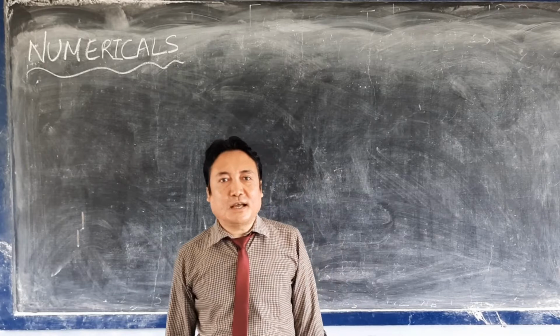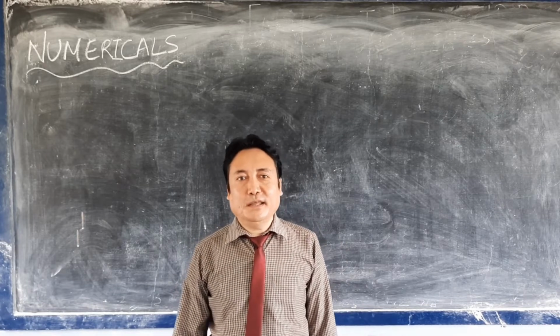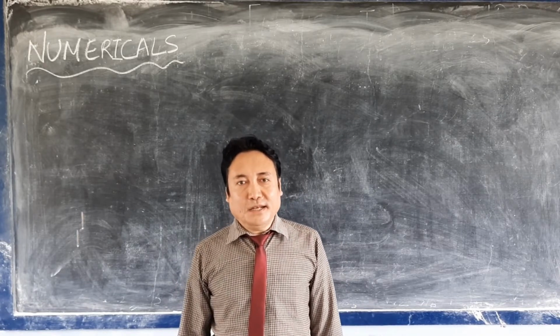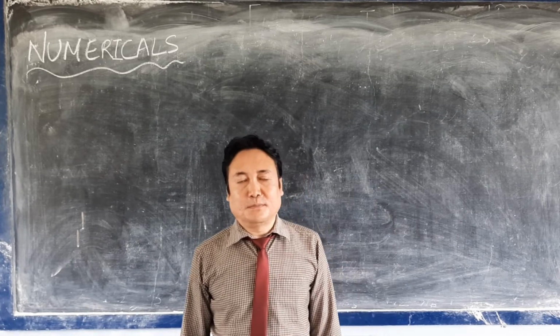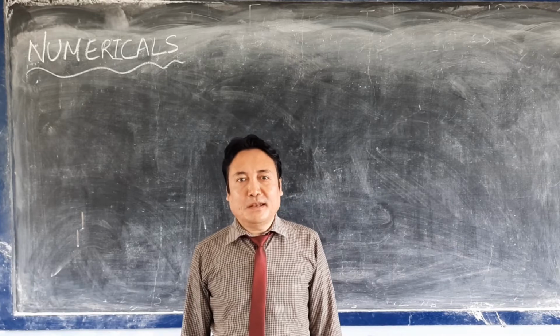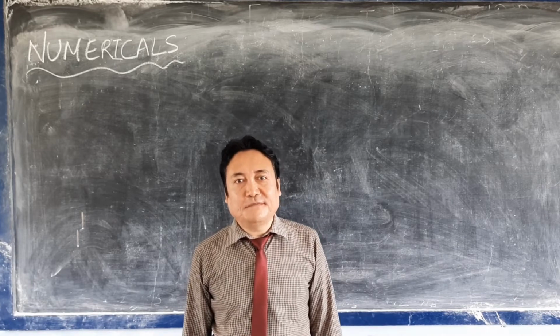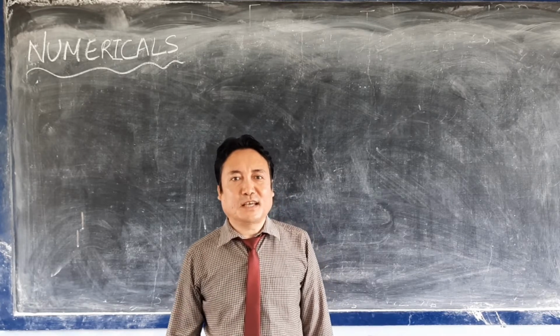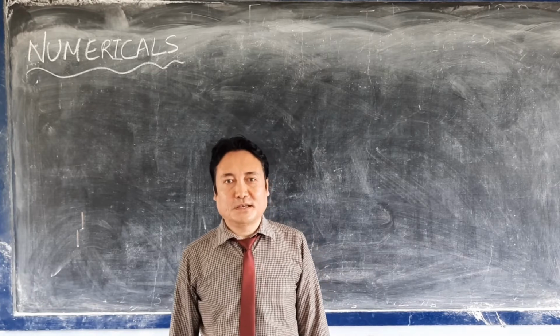In the last class, I explained the technical terms related to simple machines: the fulcrum, effort arm, load arm, mechanical advantage, velocity ratio, and efficiency. These are the things I explained in the previous class.